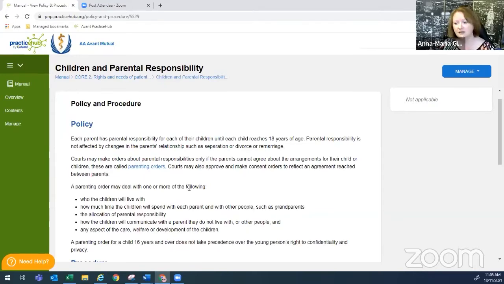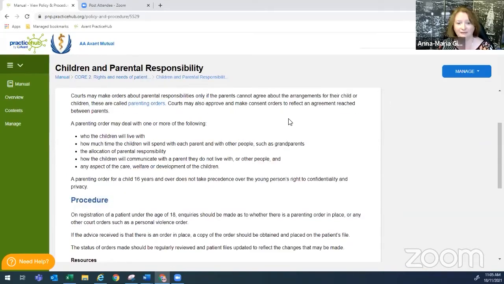So when it comes to the policy, as it states there, every parent has responsibility for each of their children until the child reaches 18 years of age. And that responsibility is not affected by changes in the parent's relationship. However, of course, I'm sure many of you are aware that courts may make orders about parental responsibilities if the parents can't agree with those arrangements. They may also approve and make consent orders as well in the courts.